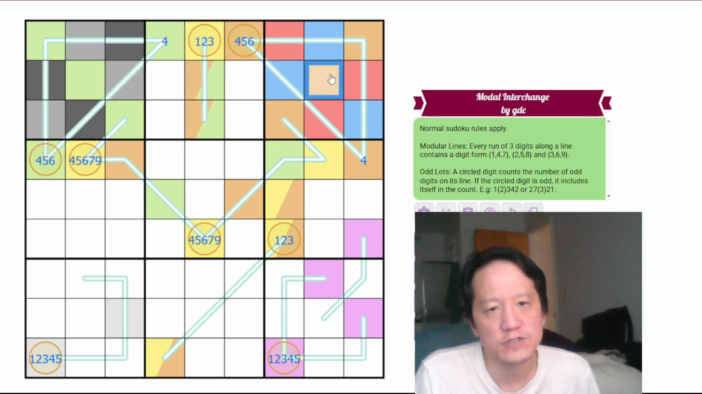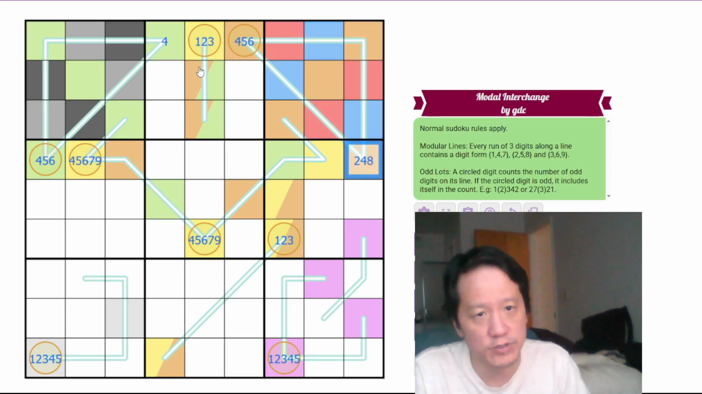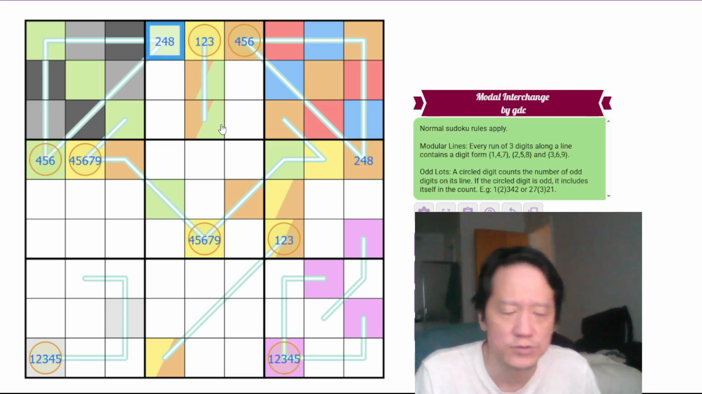5 has to be one of these. The other is 2 or 8, which means we have 4 odd digits here. So the 5 is odd. We have 4 odd digits here. That would make this an even digit. So this is 2 or 8. This is the same reasoning. This is 2 or 8.